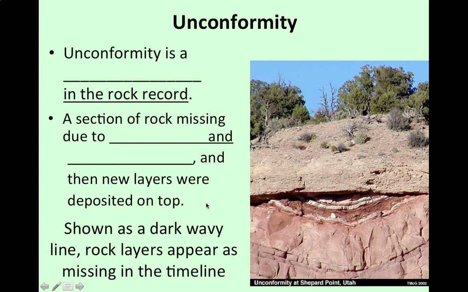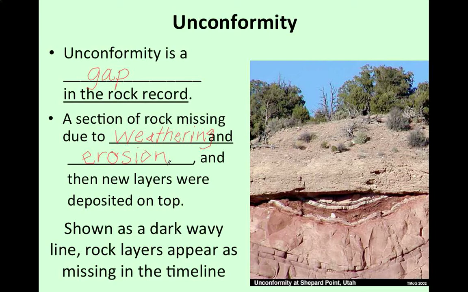Okay. Our last thing to talk about then is unconformities. Okay, what is happening in an unconformity is we see it is a gap in the rock record. Part of the rock record is missing due to weathering and erosion. Things like rain, wind, glaciers, gravity, runoff. All those things are coming in and removing parts of existing rock layers.